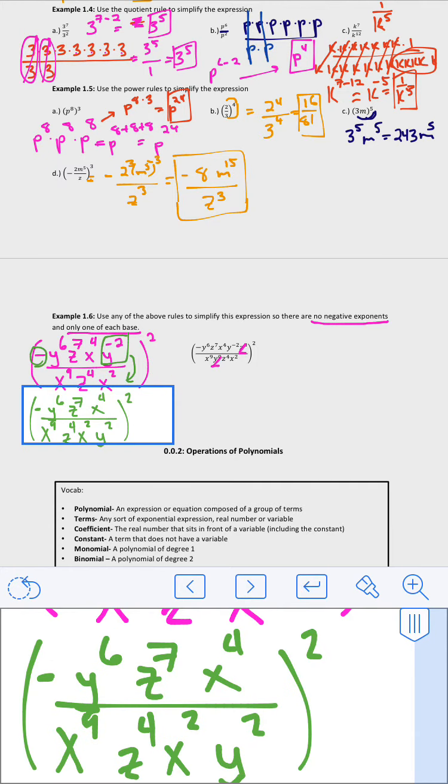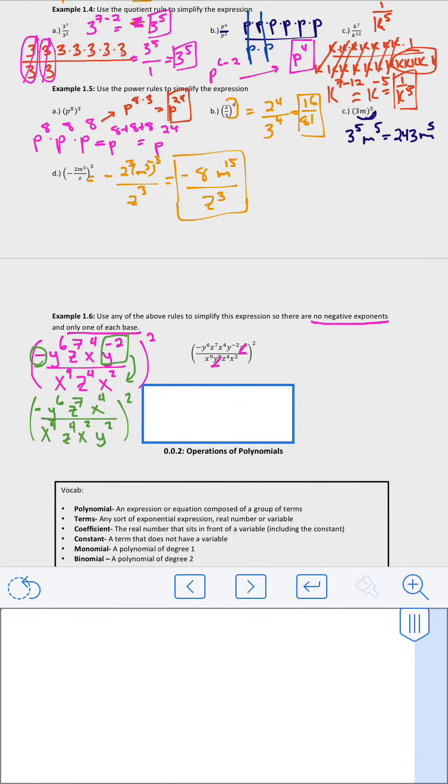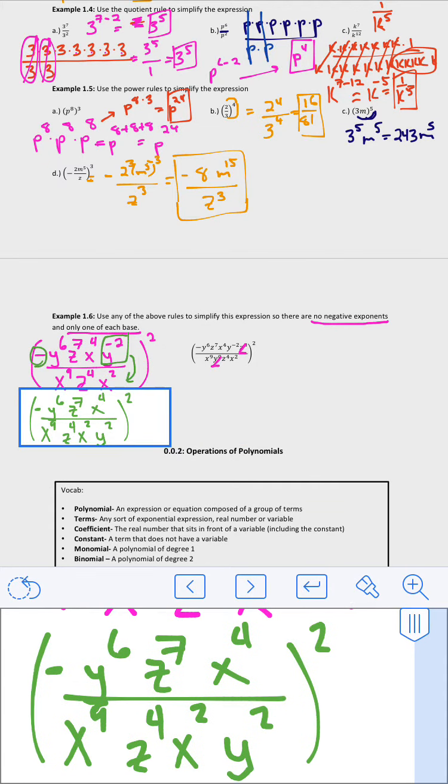Alright, cool, I got half my stuff done. No more negative exponents. Sweet. Hopefully I can get down to a single of each base, right? And no more parentheses. Alright, I think I'm going to go over here now. Do it in blue. Let's see. What can I get rid of now?